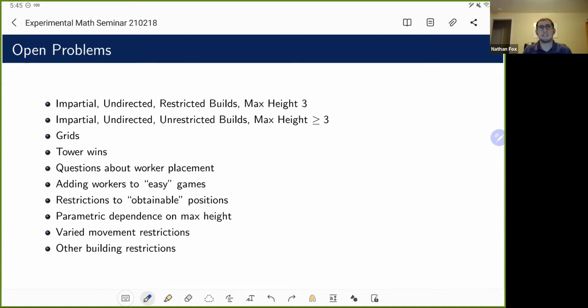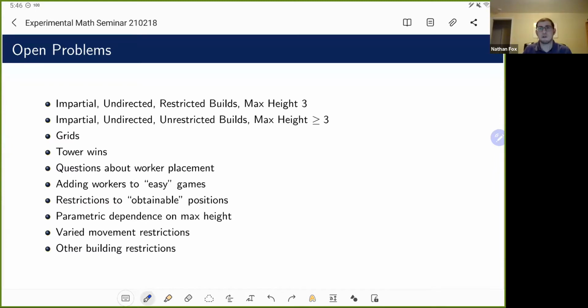My gut tells me it's probably hard because these games tend to be hard unless there's some clear reason why they're not. And then there's the similar question for if we unrestrict builds for any height, at least 3, where again, my gut tells me that these are going to be hard, but I don't have a reduction.